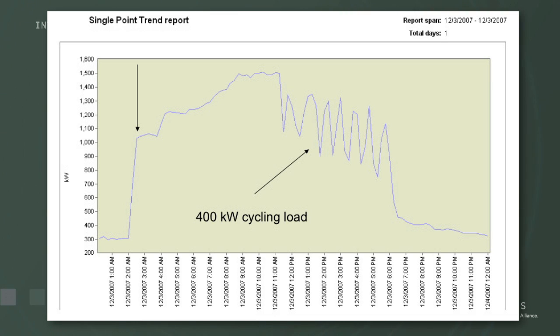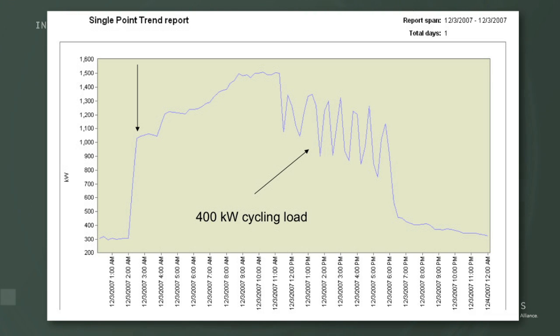This shows you when things are starting up and when things are shutting down, and it's up to you to find out what those things are and find out if that's normal for your facility. In this case here, this is a single point trend, which is just looking at one day at a time. In this case, this facility starts up at 2 o'clock in the morning.